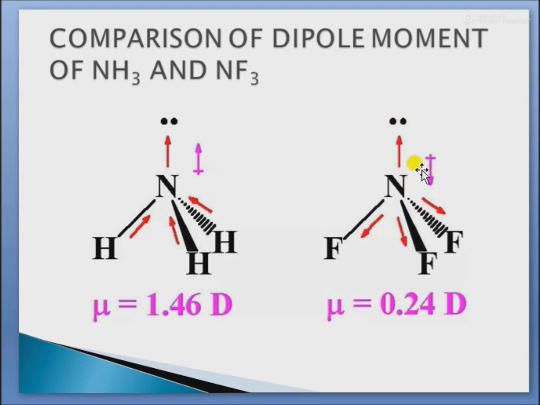And this is the decrease in dipole moment because fluorine pulls the electrons towards itself. That's why its value is decreased. Mu is equal to 0.24 D. But in case of NH3, it is 1.46 D because here the dipole moments of the hydrogens are added to the dipole moment of the nitrogen. But here it is subtracted from the dipole moment of the nitrogen and it decreases.